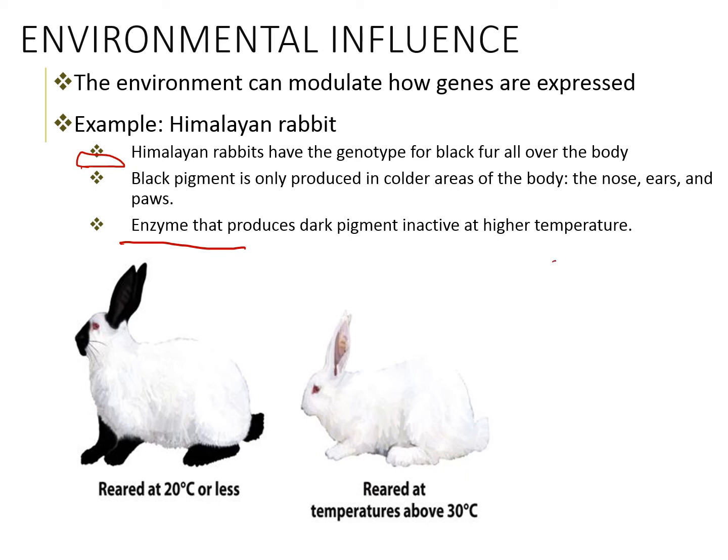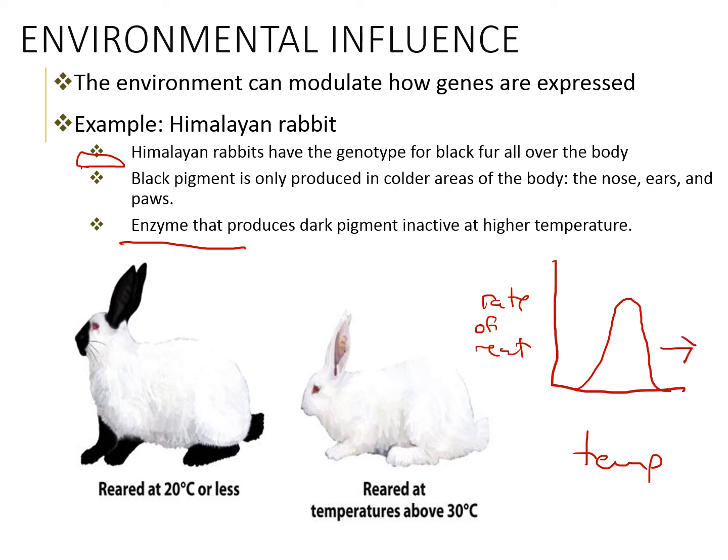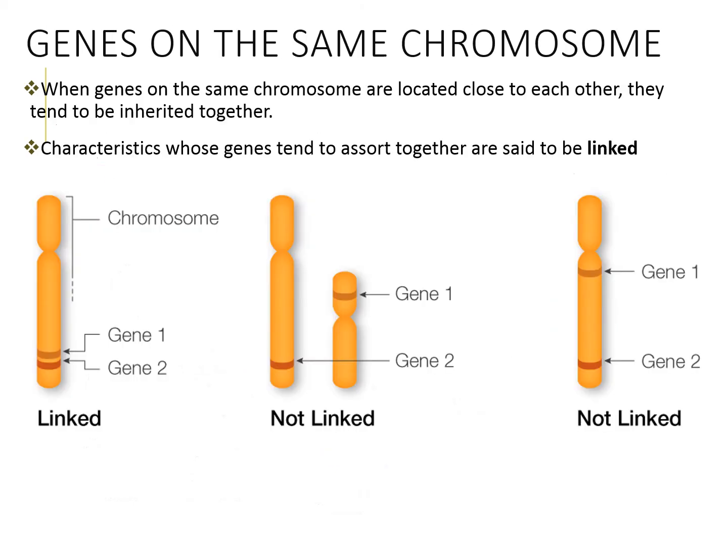If you remember back to enzymes, with temperature on the x-axis and rate of reaction on the y-axis, it's going to look something like this for pretty much every enzyme. At higher temperatures, the enzyme will denature. So closer to the rabbit's organs, at its core body temperature, those enzymes denature, they don't work, and they cannot produce the dark pigment.